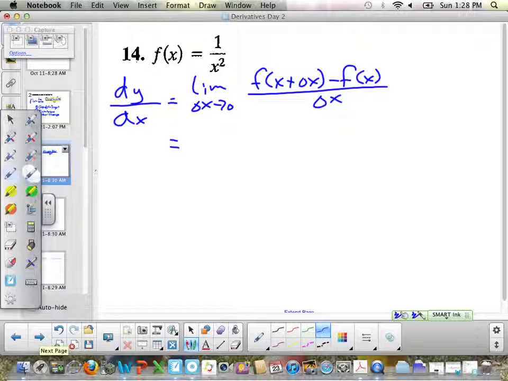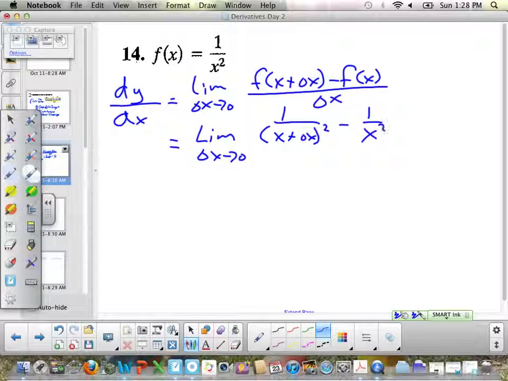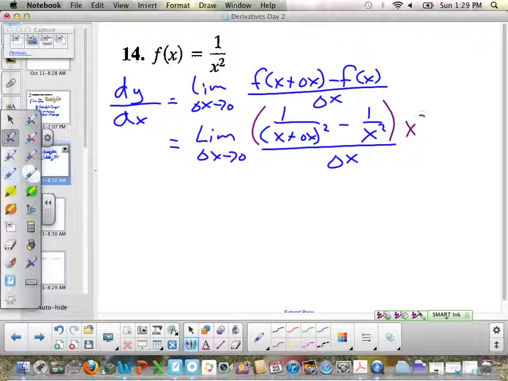Plug x plus delta x into the function. What we get when we do that is 1 over x plus delta x squared, and then subtract the function, which is 1 over x squared, all over delta x. Now we have a complex fraction, and we've been dealing with these in class extensively throughout the last couple weeks. We need to use a common denominator to get rid of them. So I'm going to multiply top and bottom by x squared and x plus delta x squared.